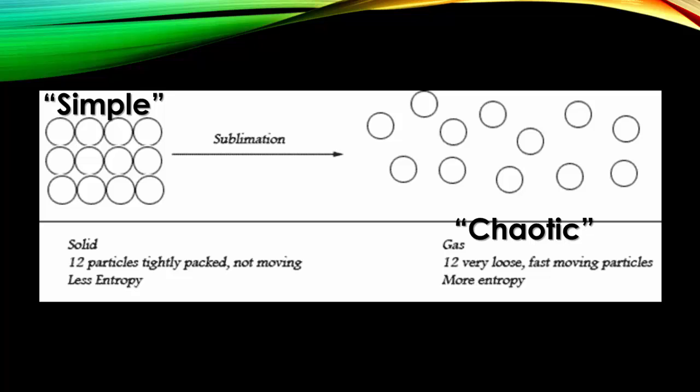When we look at this particle diagram, we're noticing that we have 12 particles that are sublimating into a gas. This is going from a very simple to a very chaotic system. On the left-hand side, we're noticing less entropy or less disorder, and on the right-hand side, we're noticing more entropy or more disorder.